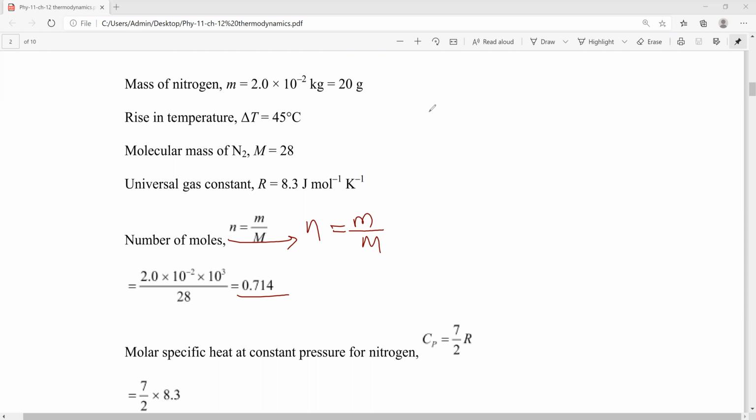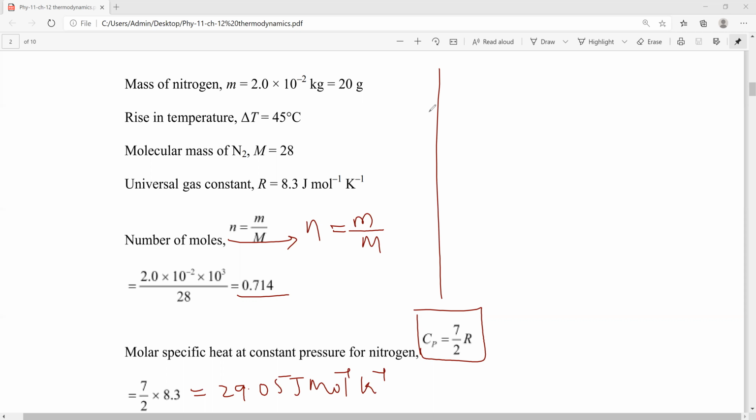And molar specific heat at constant pressure of nitrogen is given by Cp is equal to 7 by 2 into R, that is the universal gas constant, and we got this one as 29.05 joules per mole per Kelvin.